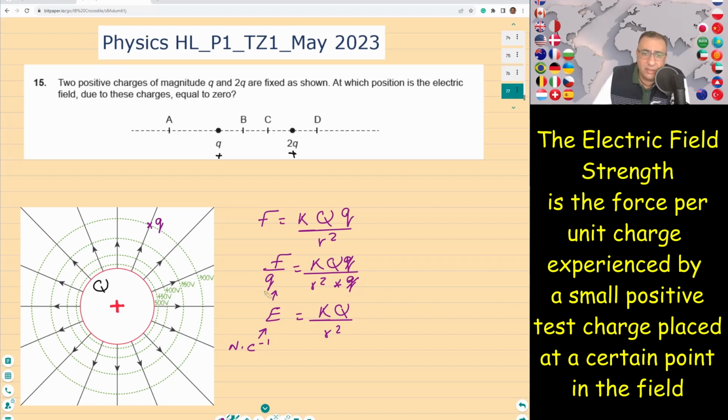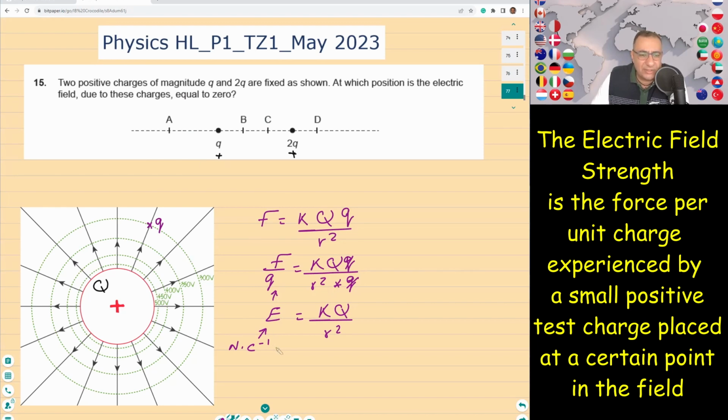Experienced by a small positive test charge at a certain point in the electric field. That is the definition: newton per coulomb, or newton coulomb to the power of minus 1. Now, that was just a quick introduction to tackle this question here. So now the direction is very important.